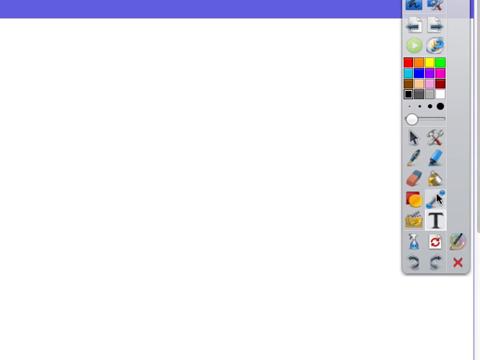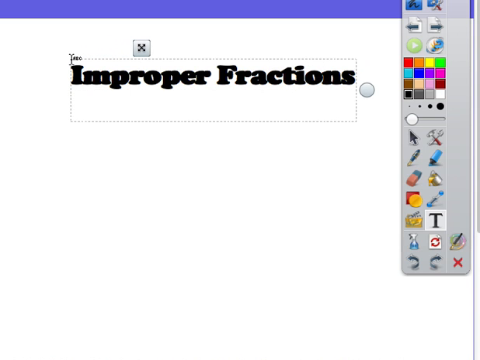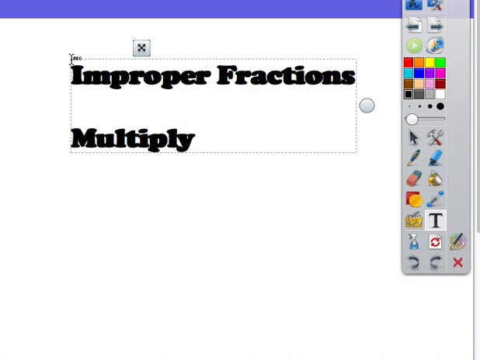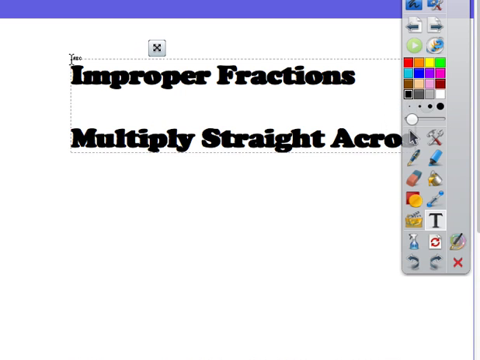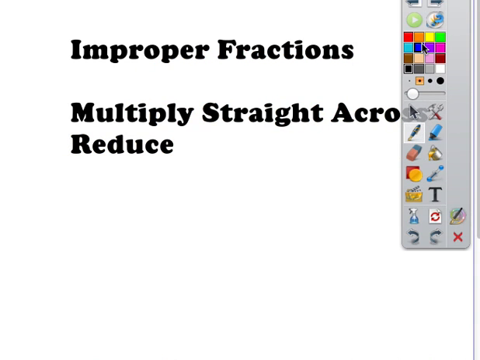That is the end of the lesson for multiplying fractions. The easiest way to multiply mixed numbers is to get them into improper fractions. Okay, so making mixed numbers into improper fractions, then you need to multiply straight across and then reduce. If you listen to those simple steps, you will be successful with multiplying mixed numbers.